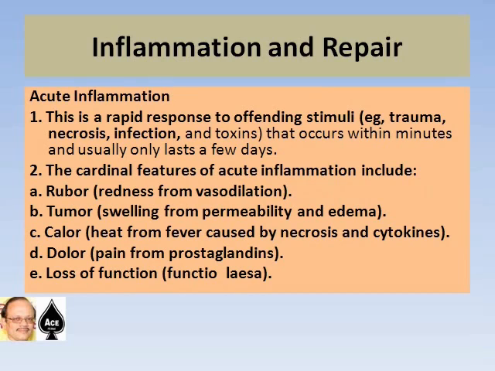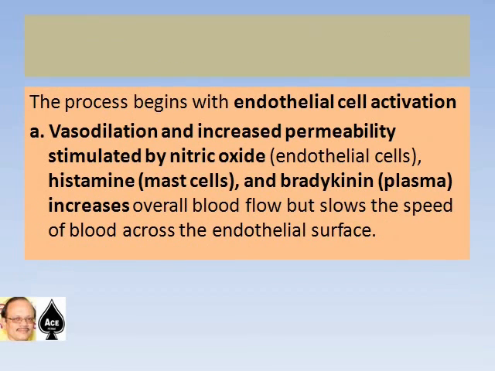Inflammation and repair. Acute inflammation. There is a rapid response to offending stimuli like trauma, necrosis, infection, toxins, and that occurs within minutes and usually only lasts a few days. The cardinal features of acute inflammation are rubor, tumor, calor, dolor, and functio laesa. Rubor is redness from vasodilatation, tumor is swelling from permeability and edema, calor is heat from fever caused by necrosis and cytokines, dolor is pain from prostaglandin, and functio laesa is loss of function.